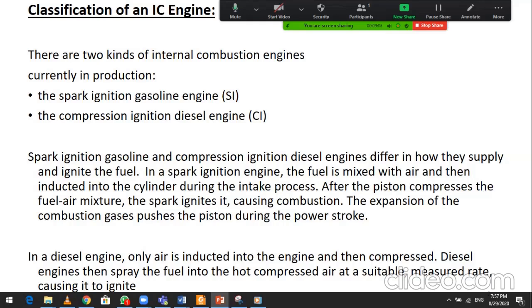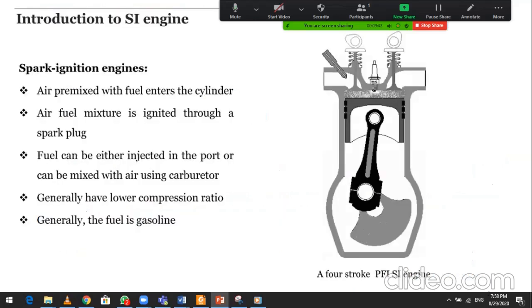So basically you saw this in the video, and the theory written here should make sense in the background. In a diesel engine, only air is inducted into the engine and then compressed. The diesel engine then sprays the fuel into the hot compressed air at a suitable rate, causing it to ignite. So the ignition there is not by a spark; it happens because you spray fuel into the compressed air, and ignition occurs from that.